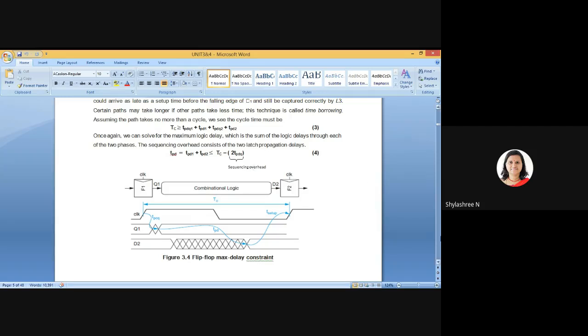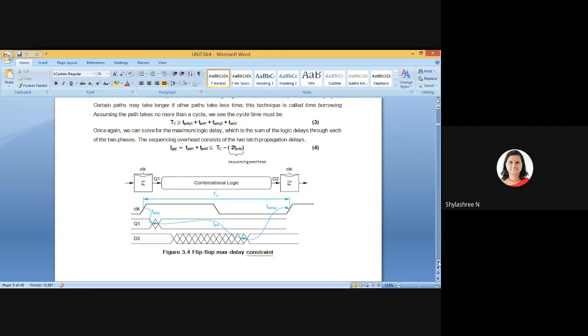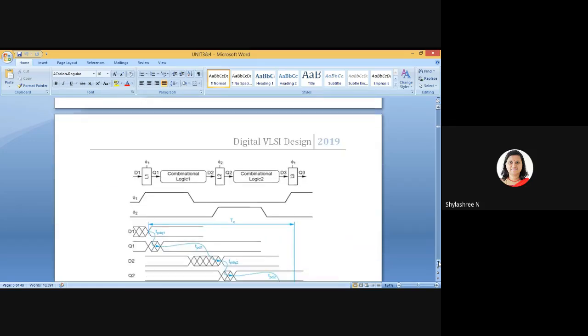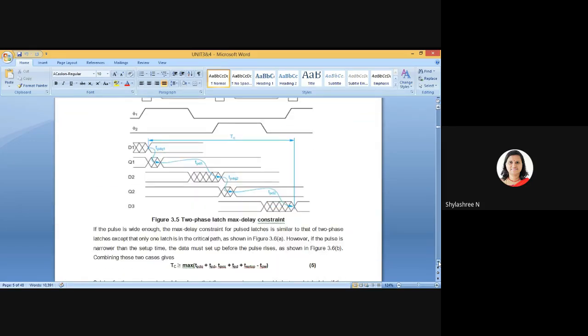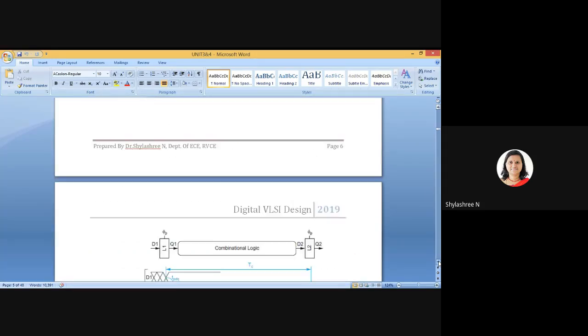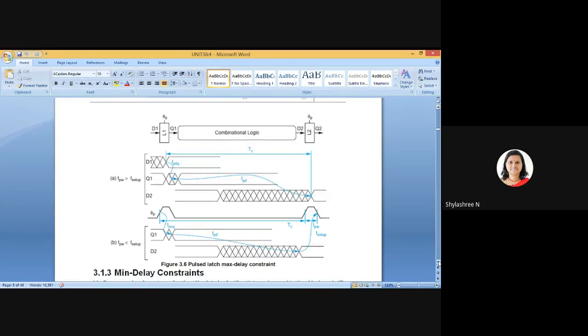Next, this is with respect to the two-phase transparent based latches. And now we will discuss about the pulsed latches. See, the pulsed latch has two diagrams, you can see here, right? There are two different diagrams.